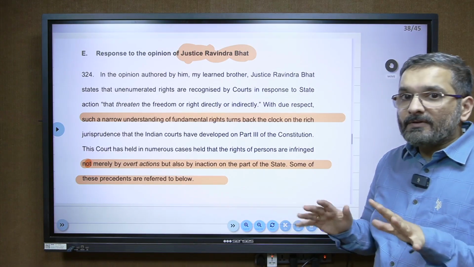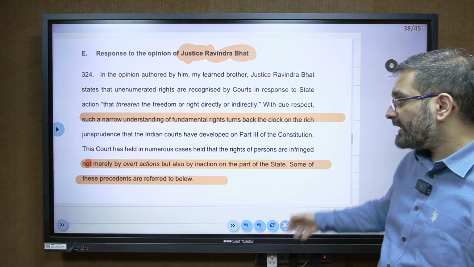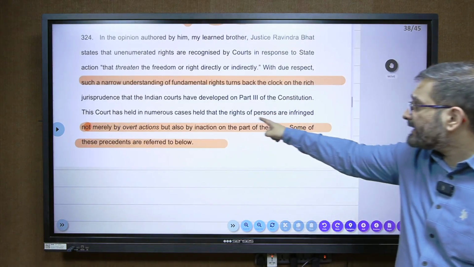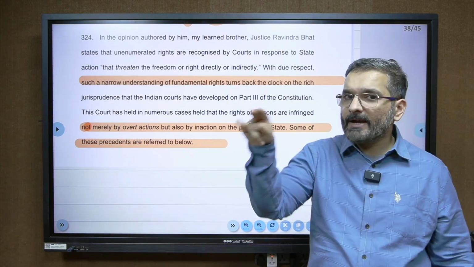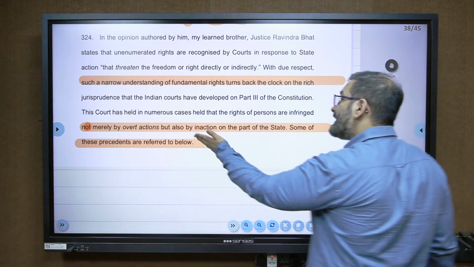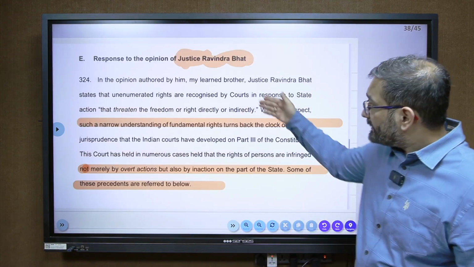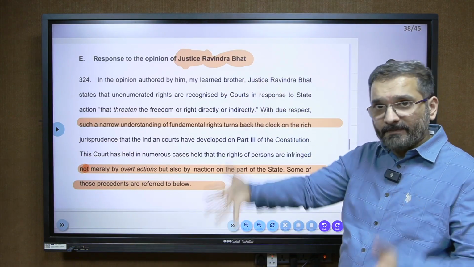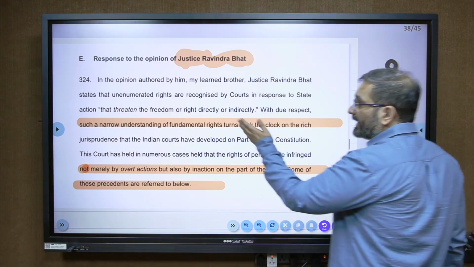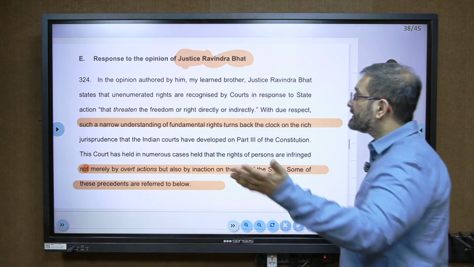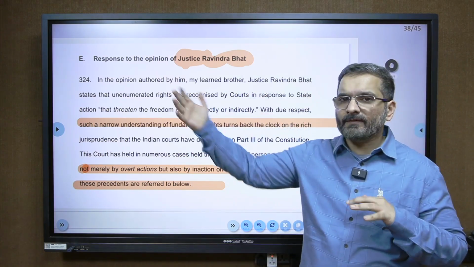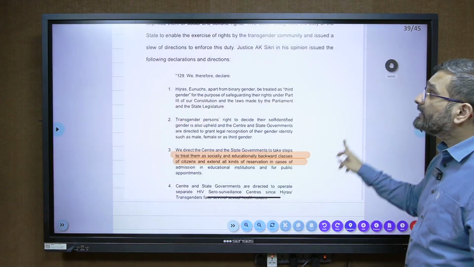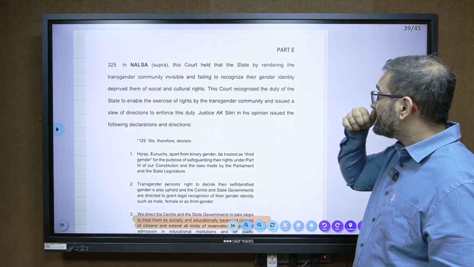CJI says ऐसा तो नहीं है, क्योंकि हम इसके बिल्कुल विपरीत कुछ काम कर चुके हैं in a lot of case laws in which the court has held in numerous cases that rights of persons are infringed not merely by overt actions but also by inaction. तो रविंद्र भट्ट जी कह रहे हैं कि जी फंडामेंटल राइट तो आपके जो अनएमरेटेड हैं, जो कि पार्ट 3 के अंदर नहीं दिए हुए, they are only recognized in courts in response to state action that threaten the freedom. लेकिन CJI भाई साहब कह रहे हैं कि भाई साहब ऐसा भी तो हो सकता है ना कि हमने तो यहाँ पे ये दूसरा वाला काम भी करा हुआ है. ठीक है जी, ओके.